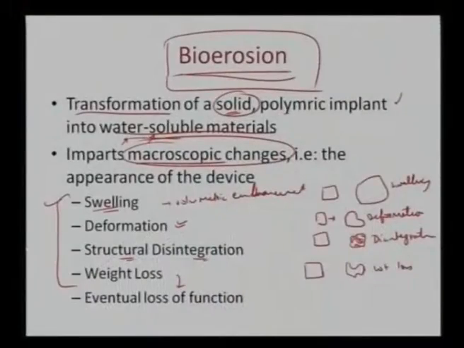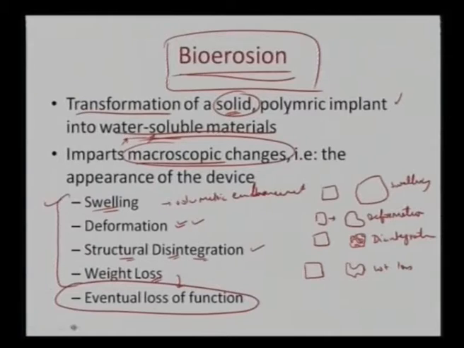It can again lead to deformation, because once it is undergoing certain changes, some part might get deformed as well, depending on how the erosion is occurring. So that deformation can also be a result of the bioerosion. There can be structural disintegration in terms of the dissolution of a particular polymer. It might start disintegrating. There can be a weight loss also associated with the structural disintegration, and that leads to eventual loss of function.